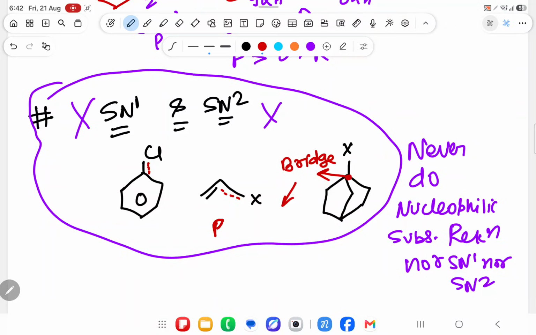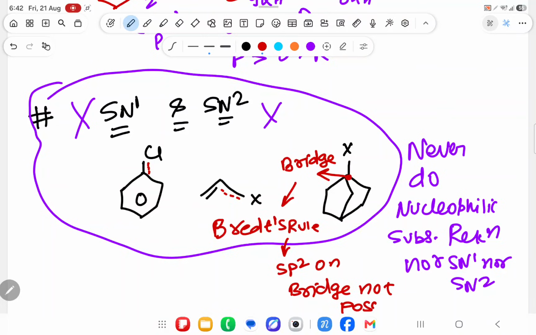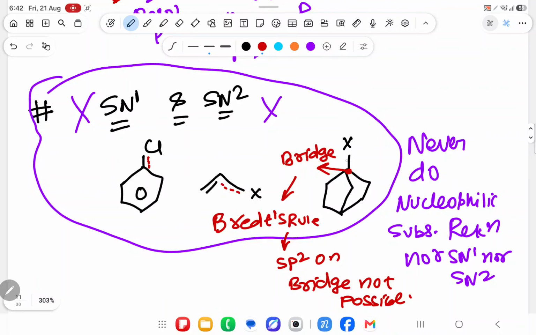And according to Bredt's rule, sp2 on a bridge is not possible. If you remove this halogen over here, this compound is stable, but if you remove this, what will you get? A carbocation, and if you find the hybridization over here, you will get sp2. And sp2 planar is not possible, and I have already dictated that in GOC in the class. Those who are not present in the class, I will dictate it in the lecture also. GOC also I have started parallelly.